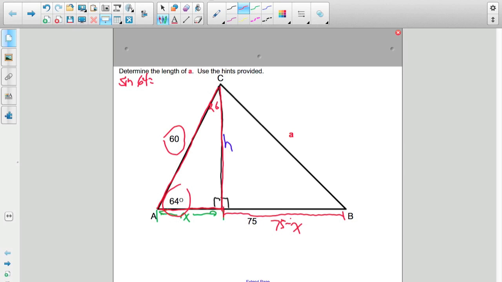What's the opposite of 64 in this case? H. The hypotenuse. So what's the hypotenuse over here? 60. So can I figure out what H is? H equals sine of 64 degrees over 60. Close. Multiply both sides by 60, so we isolate for H. So H is really 60 times the sine of 64.